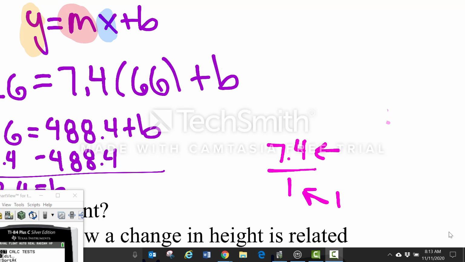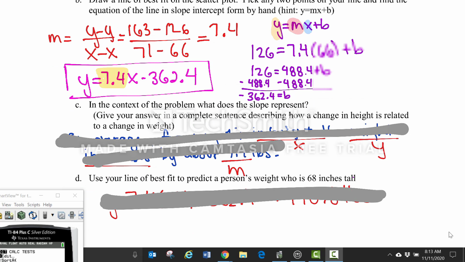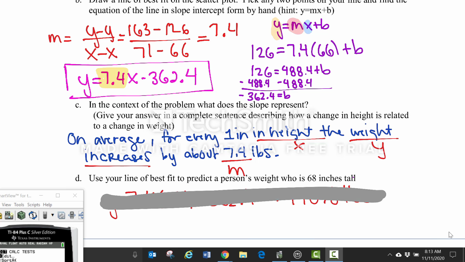Or, this is a Mad Lib sentence that you could memorize, you will next year or next semester. On average, so it is a type of average. By saying on average, you're saying based off of this prediction line, for every 1 inch in height, the weight increases by about 7.4 pounds. Is that exact? No, it's a prediction. Sometimes people will go up 5 pounds. Sometimes maybe they've gone down 5 pounds because you're tall and lanky and skinny. But in general, the more of you there is, the more you weigh.